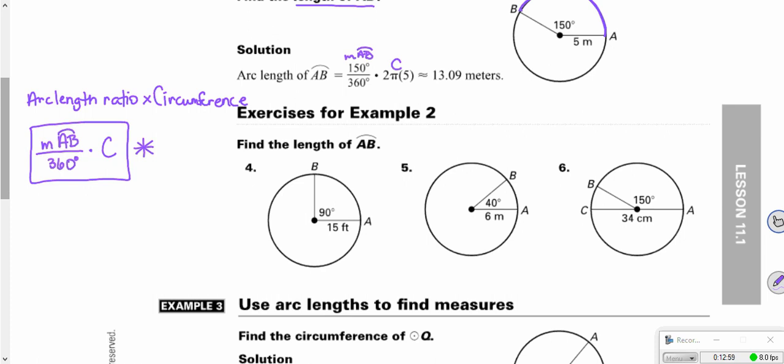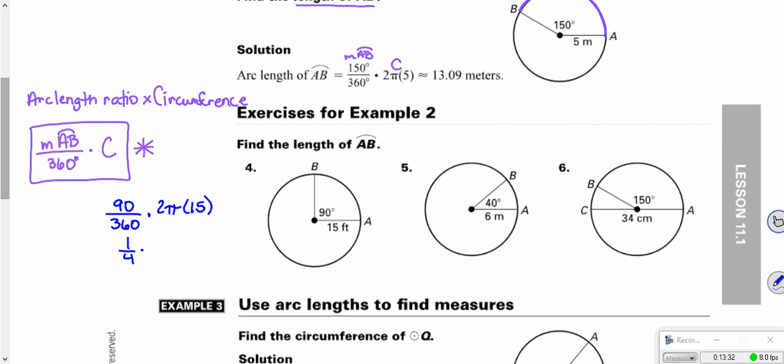So for number 4 here, we have 90 over 360 times our circumference, which is going to be 2 pi times 15, because 15 is our radius. 2 pi r, remember, is our circumference. So if we do that, obviously this is like 1/4 times, actually let me go ahead and do 30 pi.